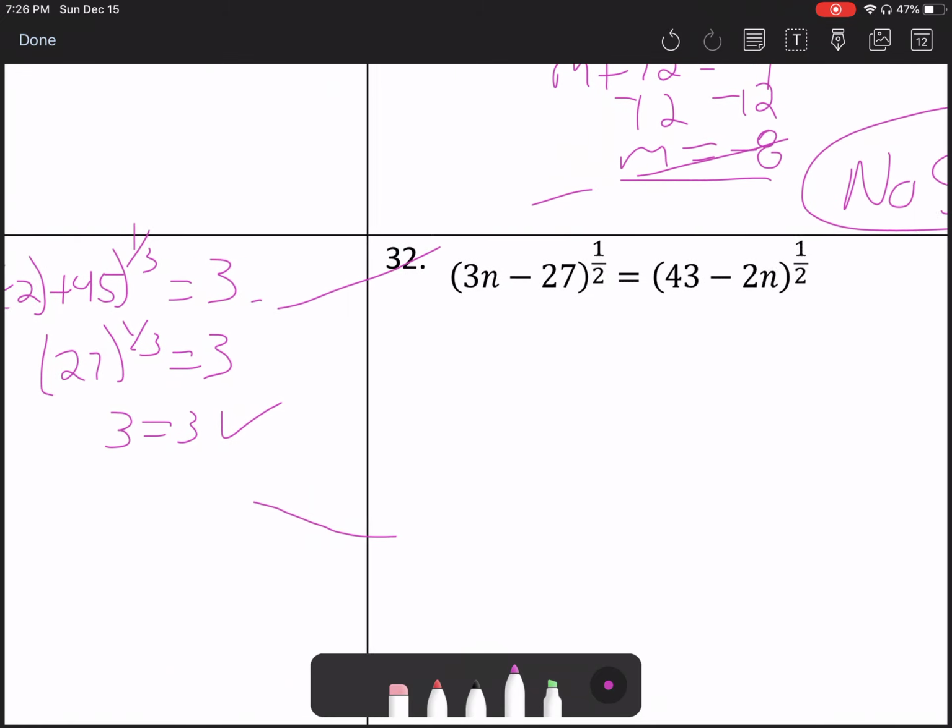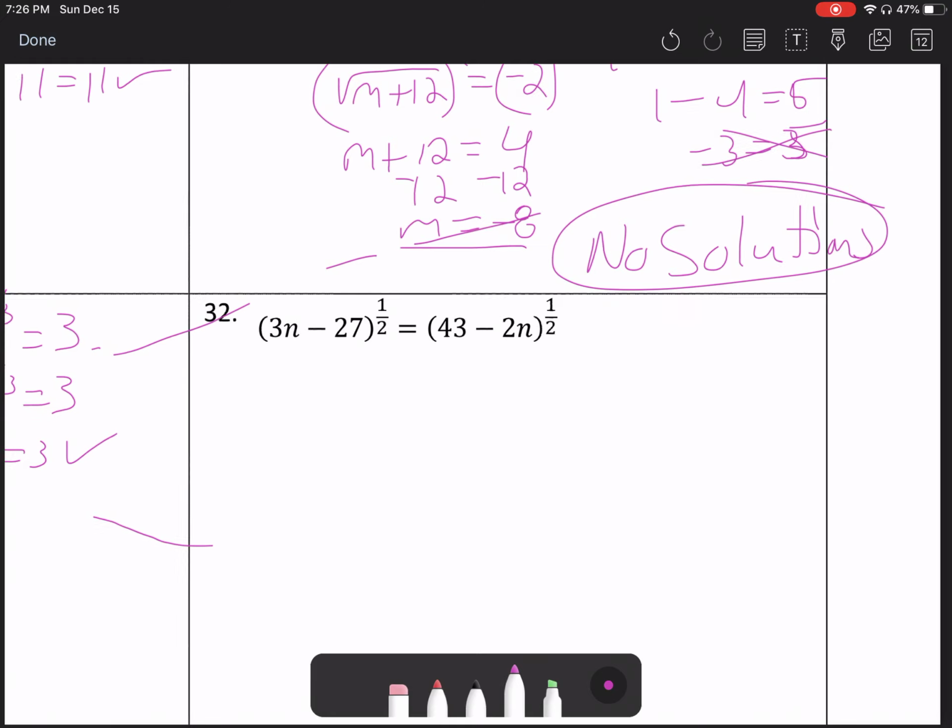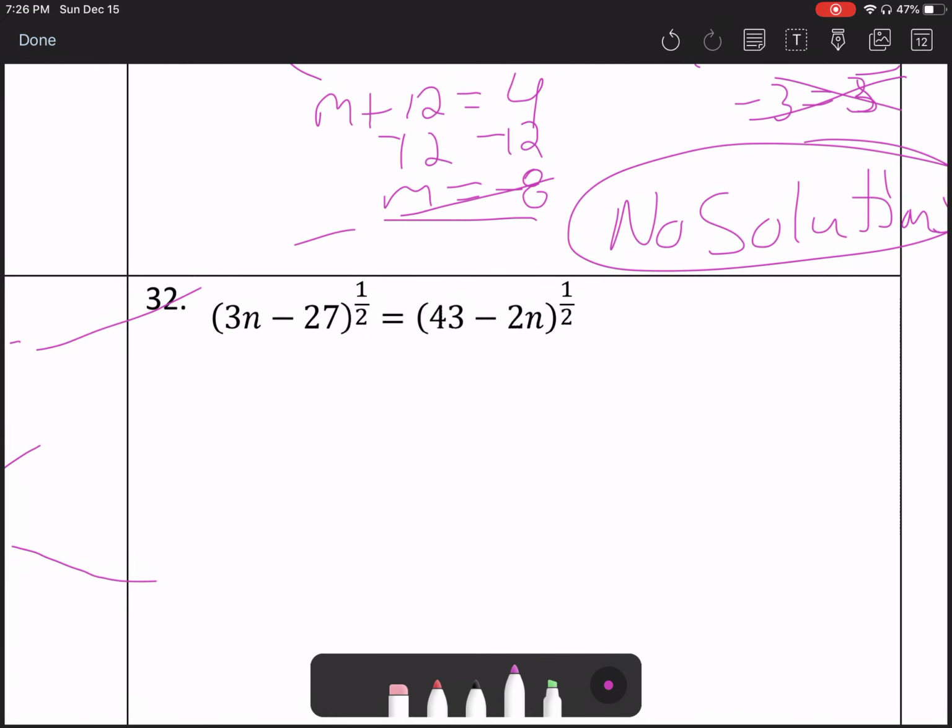Okay. This one here, it looks pretty bad, but I noticed that it's to the 1/2 power. How do I get rid of taking something to the 1/2 power? I square each side. And remember, you multiply this. 1/2 times 2 is 1. So now I'm left with 3n minus 27 is equal to plain old 43 minus 2n.